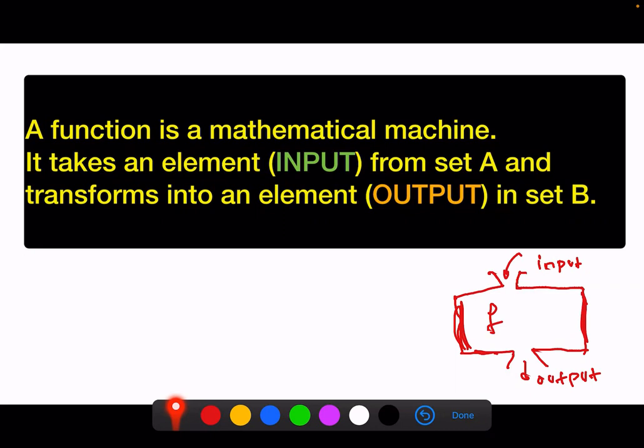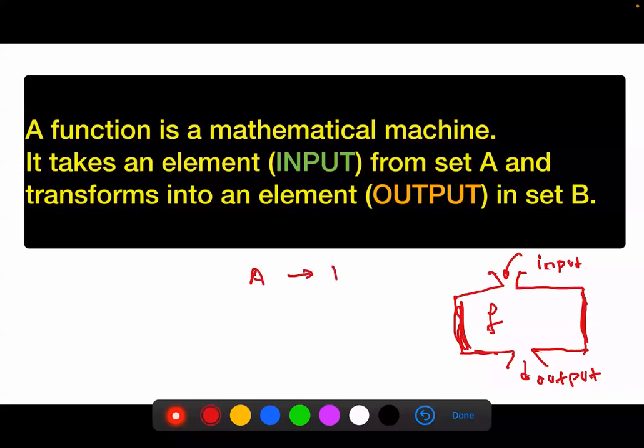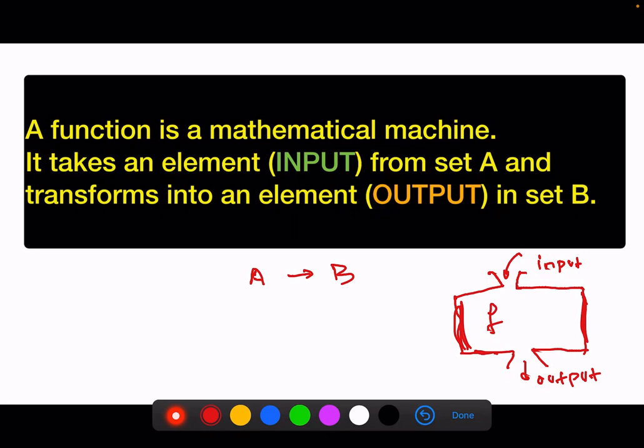But if you are saying your function is from A to B, okay, अगर आपका function A to B है तो वैसा बोलोगे. अगर आपका function B to A है तो B becomes your input and A becomes your output. I think that is understandable.